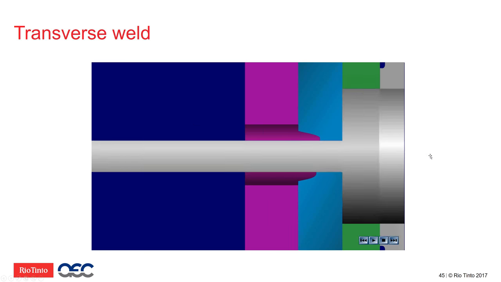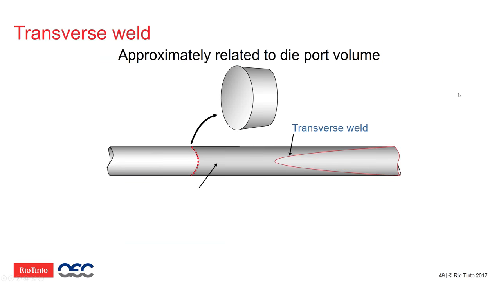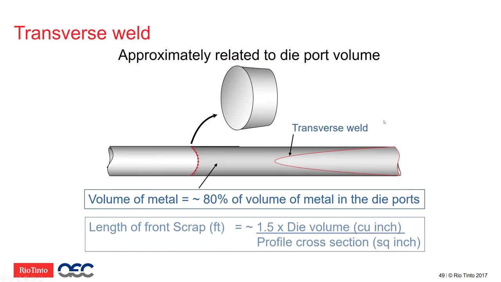So now, the transverse weld length depends on the ratio of the volume of metal inside the pocket or the port of the die over the cross-section area of the profile. This schematic shows how the transverse weld, either position or length, can vary depending on the volume of metal inside the tooling. So there are ways to calculate or estimate quite well the transverse weld position and length.